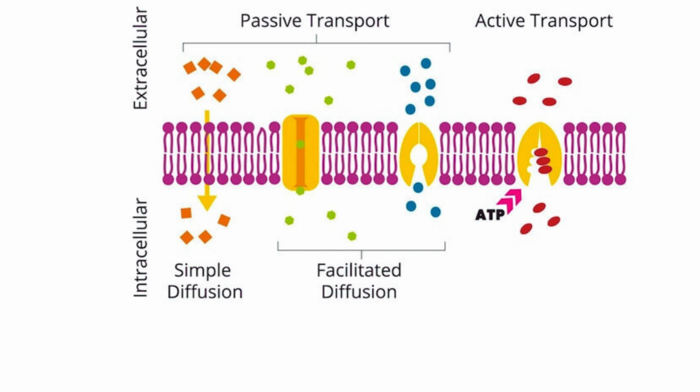Simple diffusion, part of passive transport. In simple diffusion, molecules move directly through the phospholipid bilayer of the cell membrane without the assistance of any other molecules or proteins. This movement occurs from an area where the molecules are more concentrated, high concentration, to an area where they are less concentrated, low concentration.